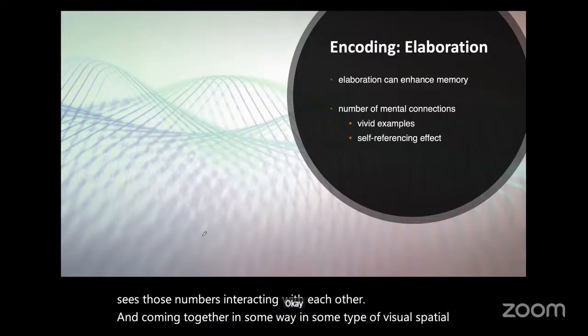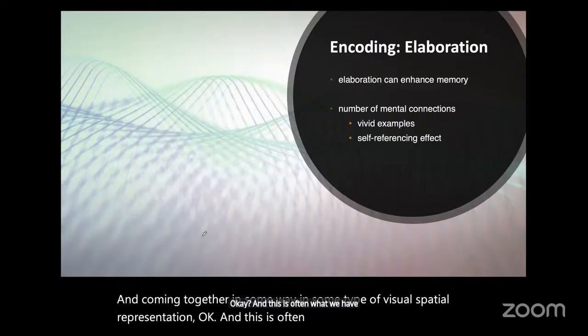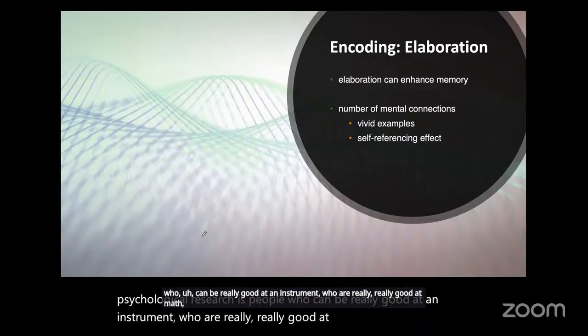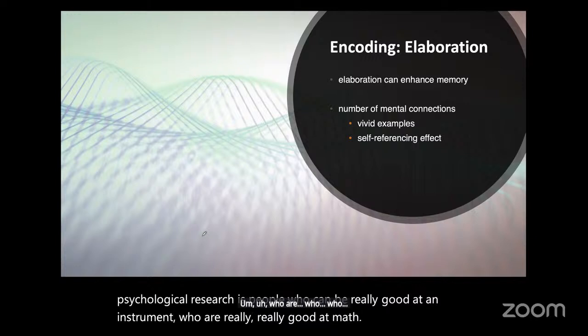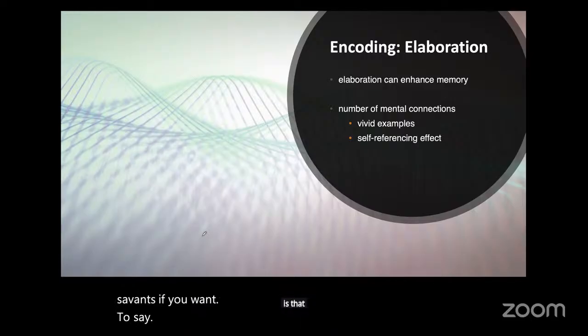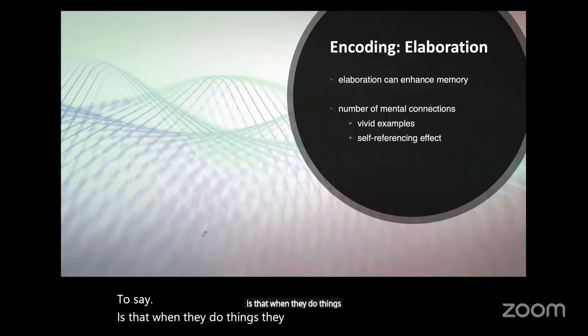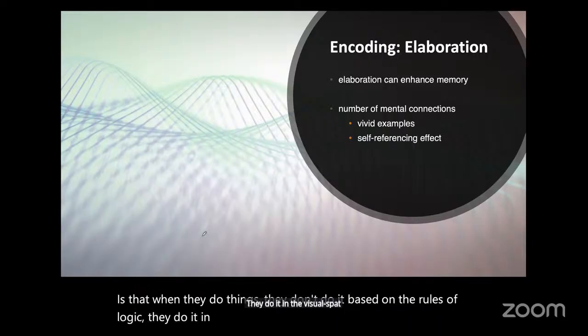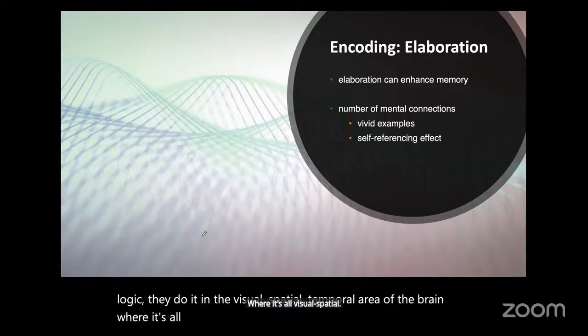Okay. And this is often what we have found in psychological research: people who can be really good at an instrument, who are really, really good at math, who do well at certain types of things, the savants, if you want to say, is that when they do things, they don't do it based on the rules of logic. They do it in the visual, spatial, temporal area of the brain, where it's all visual spatial associations.